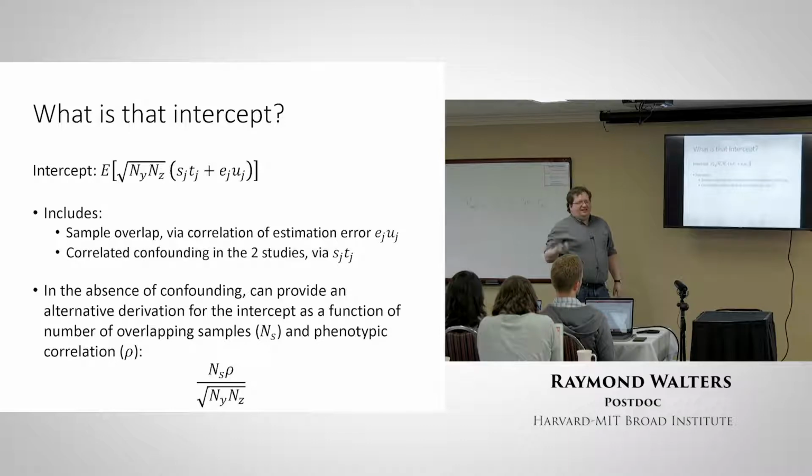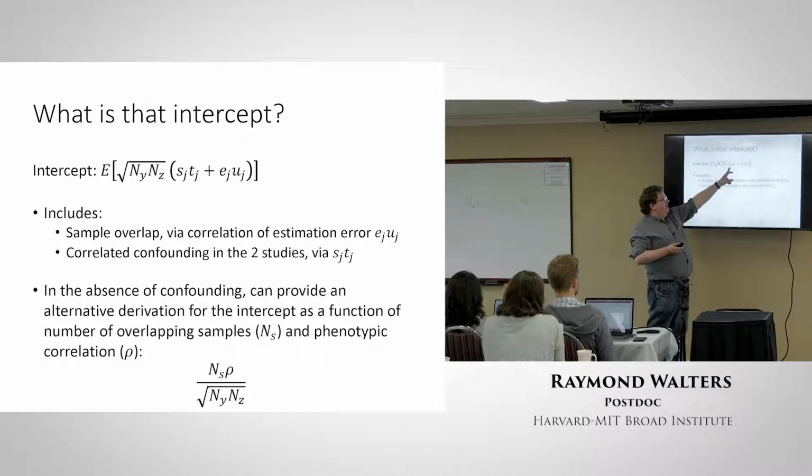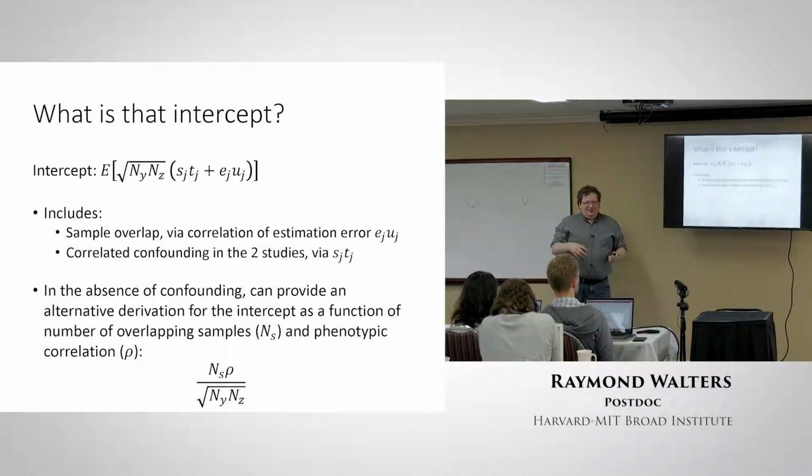Cool, so I breezed past what that intercept is there. It's a big, ugly looking statement, but essentially it scales with the combination of sample sizes and combines either a correlation of the confounding between the two traits that you're looking at or a correlation of the error terms. And so these are two potential ways that the studies could overlap, where the GWAS would look more similar than if we had purely independent studies that are similar just because the genetics are similar.